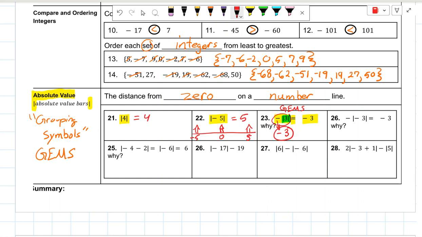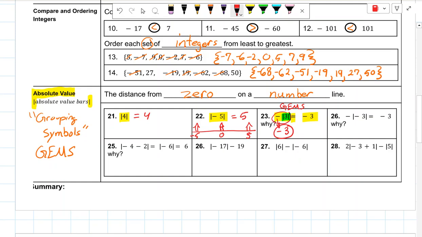And now here's another why question. Go ahead and pause the video and see if you can figure out why, and then come back once you've had an idea. All right, take a look at the answer. We used GEMS, order of operations, and we did the absolute value of -3 is 3, and then we brought down the negative sign. And the answer is -3. Here's another why question. Pause the video and try this out. Why is this equal to this, which is equal to this? Pause now.